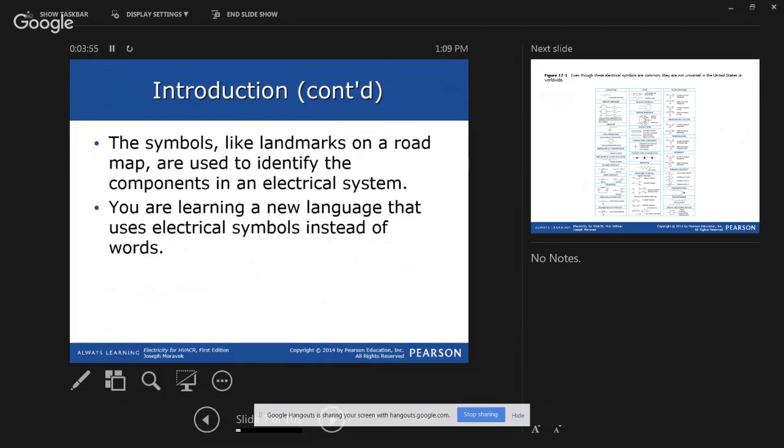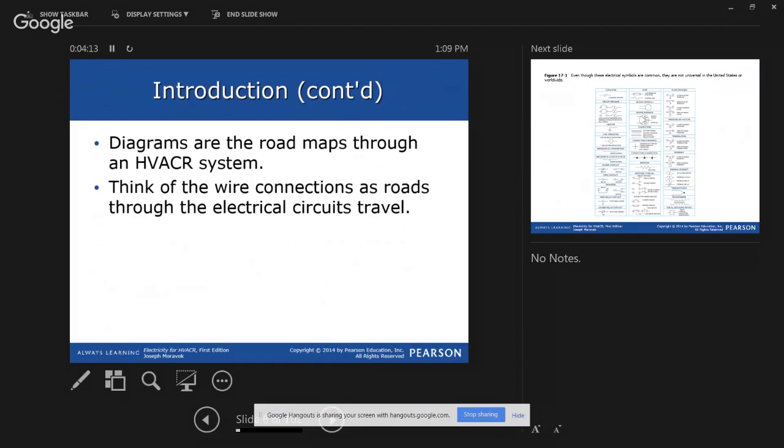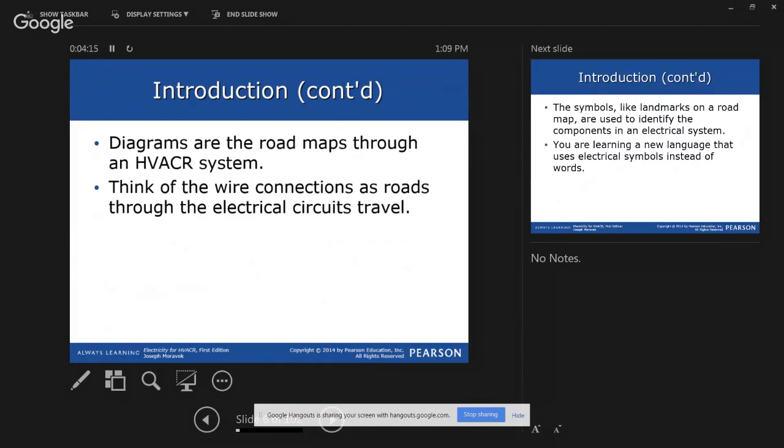The symbols, like landmarks on the road, are used to identify the components of the electrical system. You are learning a new language that uses electrical symbols instead of words. In some cases, there will be some where we just write in what we're talking about.